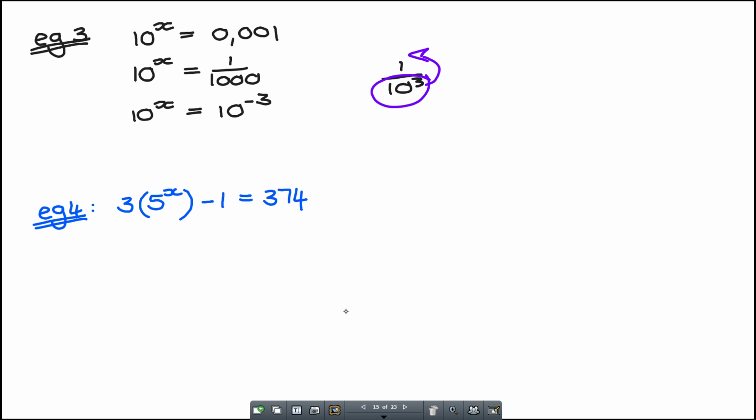Okay, right. Now from there, you can see that bases are the same on both sides. So now I can only look at exponents. So x will therefore be minus 3. Does that make sense?